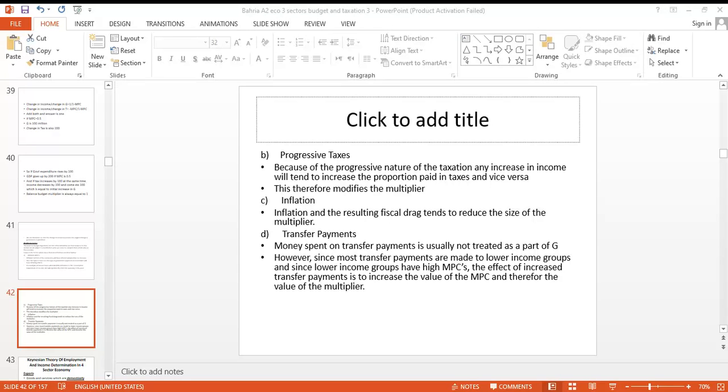So just keep in mind that in a balanced budget multiplier, when the government puts a certain amount of money in the economy, that is also the level of the stimulus that the economy will get. Okay, I hope this is clear.